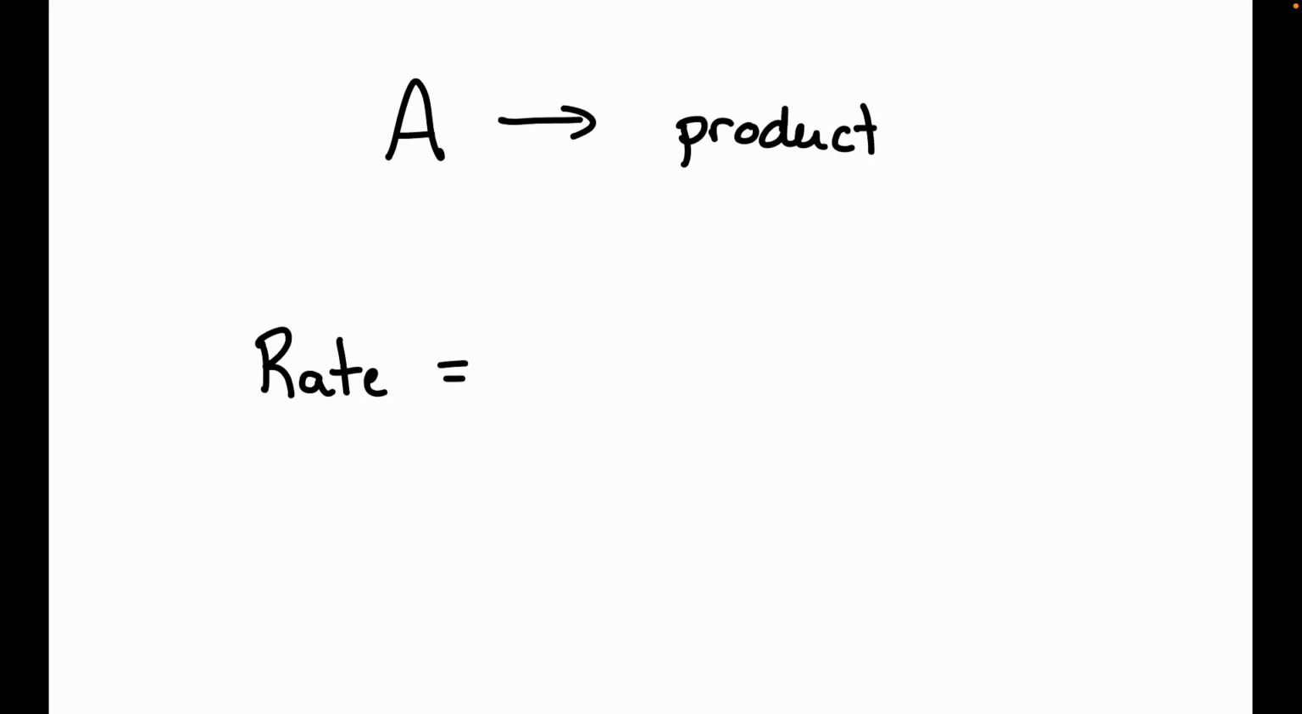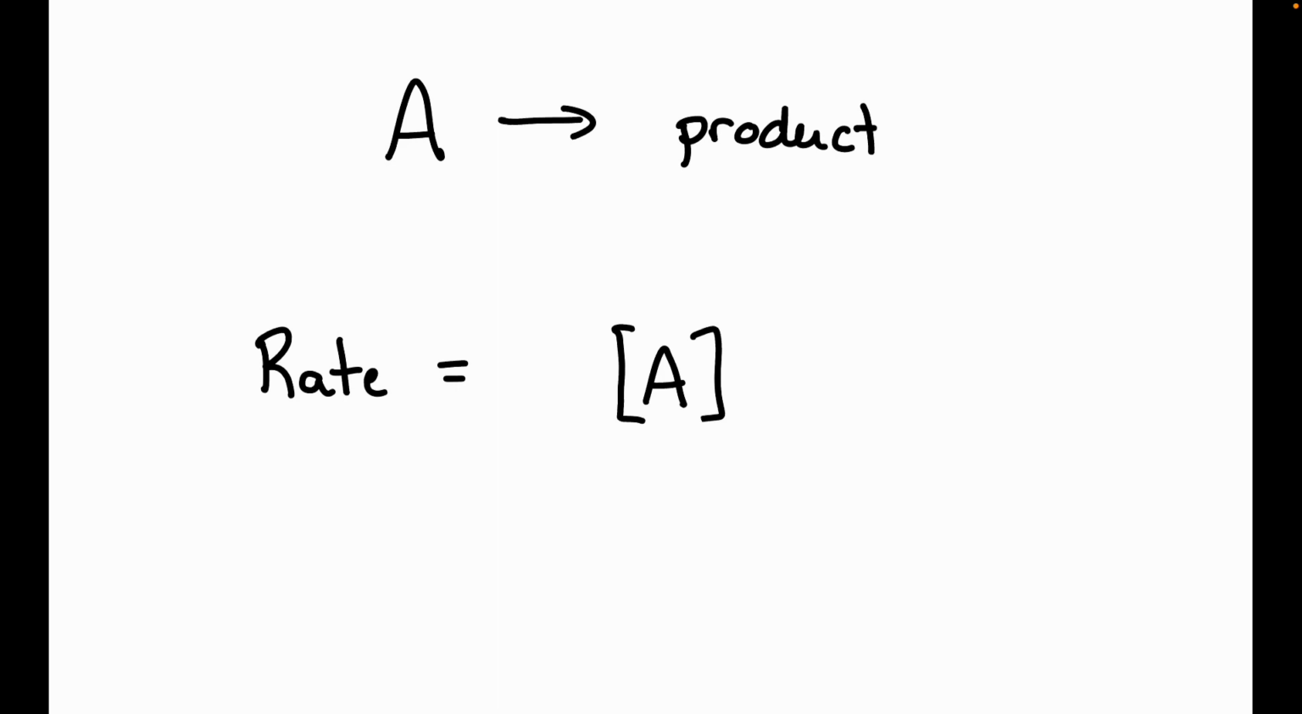So why do rates of reactions decrease over time? It turns out that the rate of a reaction is proportional to the concentration of your reactant. We're going to look at a really, really simple reaction here, where we just have some reactant A being converted into product. And again, that rate is dependent on the concentration of that reactant A.